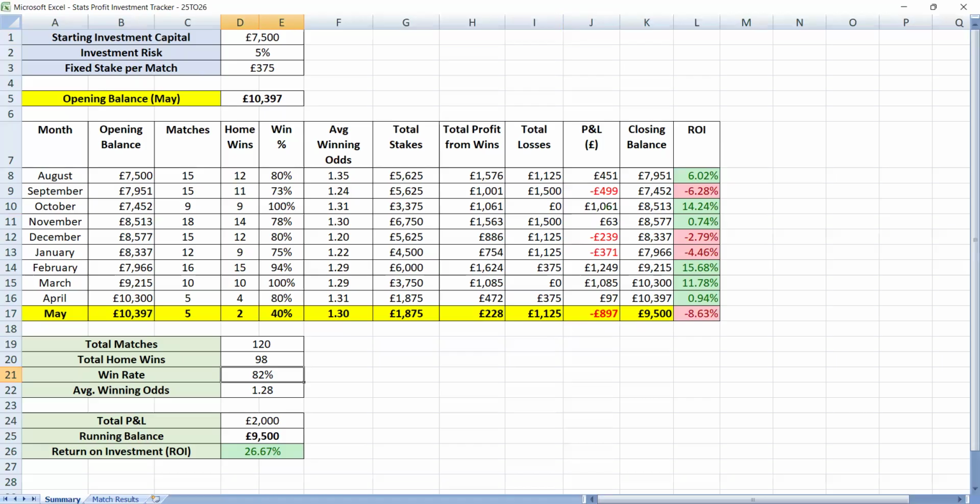Now, with the season complete, the focus now turns to reviewing the full performance of the model. So my next video, I'll give an overview of the season, the whole football season in more detail. We'll look at the strongest months, we'll look at the weakest months, and most importantly, whether the data continues to justify the strategy moving forward.